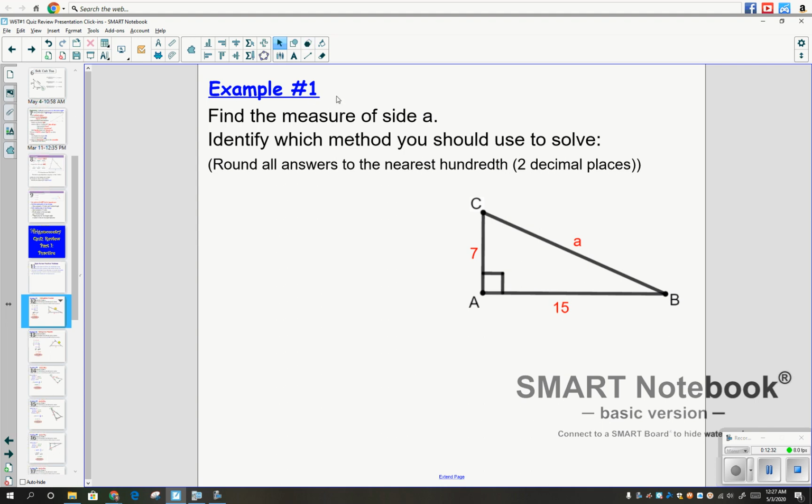Example number 1. The first question is, is it a right triangle? Yes, it is. I'm either using the Pythagorean theorem or SOHCAHTOA. Well, I know two sides, and they want me to find the measure of side A. So I know two and want to find a third side. I'm going to use the Pythagorean theorem: A squared plus B squared equals C squared. Remember, C represents the hypotenuse. And in this case, side A happens to be the hypotenuse.